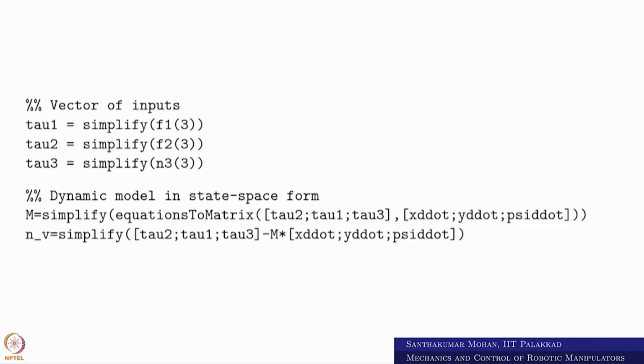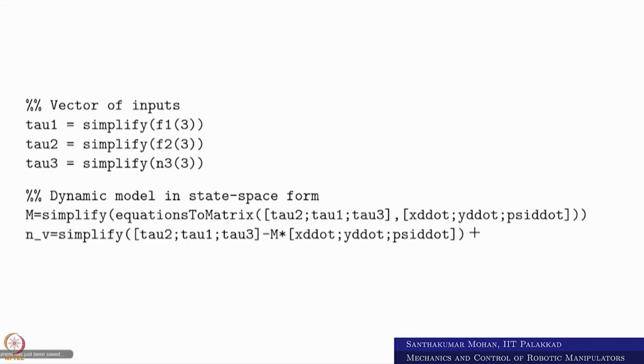Before modifying, you can see the dynamic model, we can write it in a state space form in this way, where we can use the simple MATLAB command equationsToMatrix, where we can take the coefficient of x double dot, y double dot and psi double dot, and you can see I have interchanged already. This is fx, this is fy, and this is mz. The same way we can make it an n vector, where this multiplied with this would be the coefficient and m that would be subtracted, that would be the other effect. I hope now you are clear.